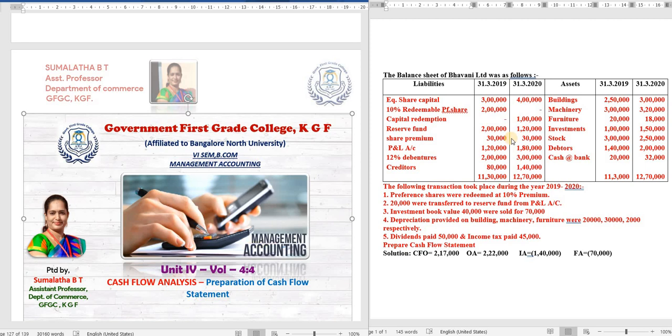And share premium, no changes. So ignore. P&L account, as usual, opening and closing we take. 12% debentures. Yes, there is a raise in the debentures, which comes in the financing activity. And creditors. Creditors have increased. That means we need to add.